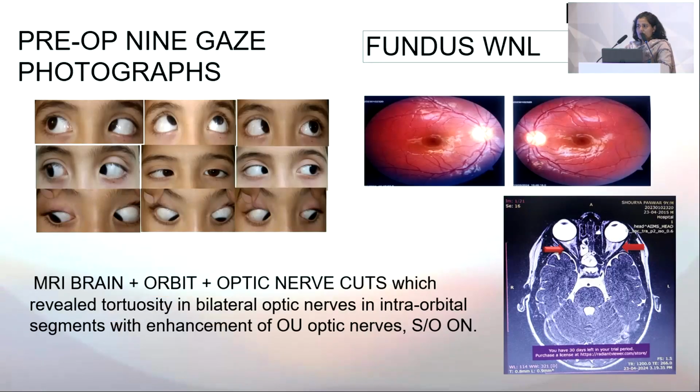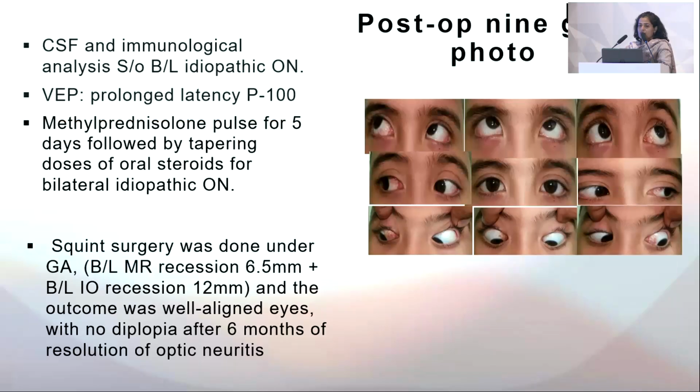Fundus was absolutely normal. In our institute, we routinely do neuroimaging in all acquired esotropias. MRI brain and orbit with optic nerve cuts revealed significant thickening of bilateral optic nerves with enhancement on contrast, which was suggestive of optic neuritis. The patient was referred to a pediatric neurologist, where CSF analysis and immunological workup were done, and everything was negative, which led to the final diagnosis of bilateral idiopathic optic neuritis.